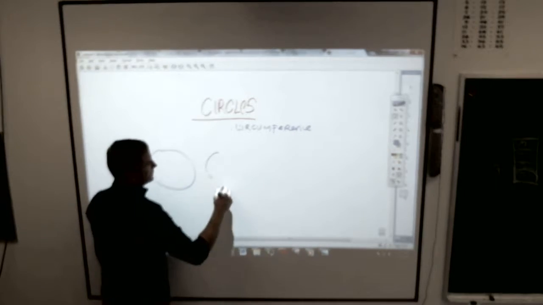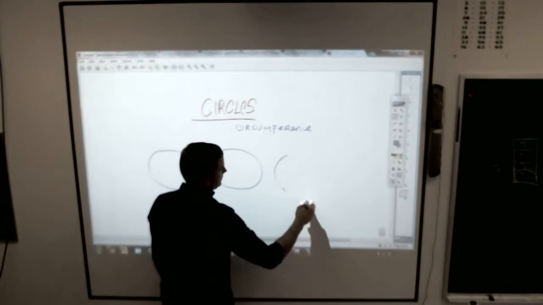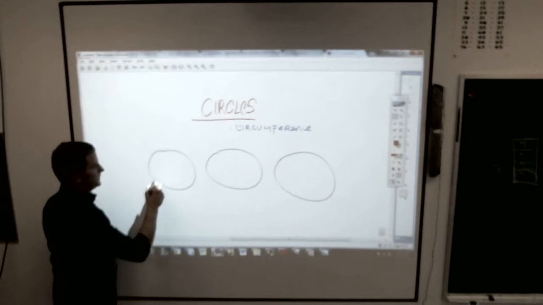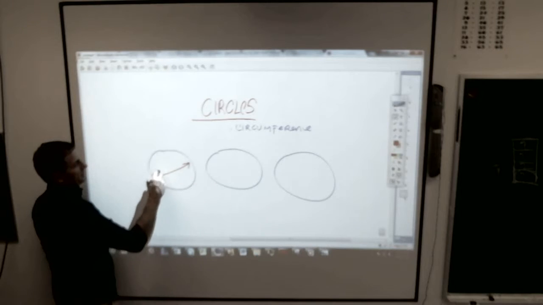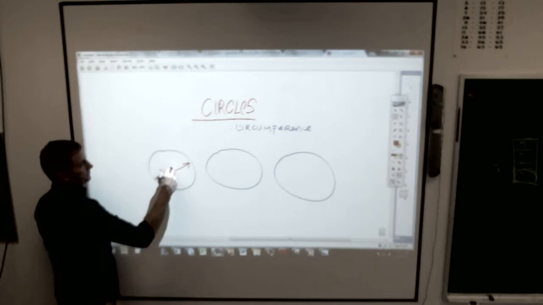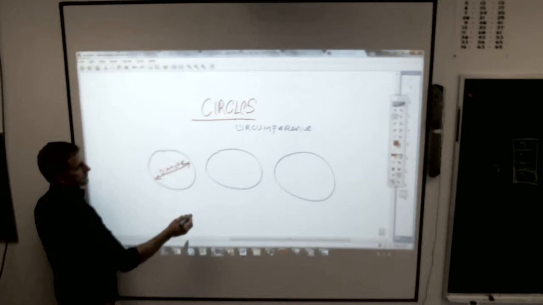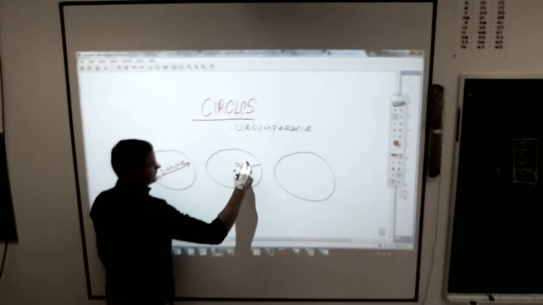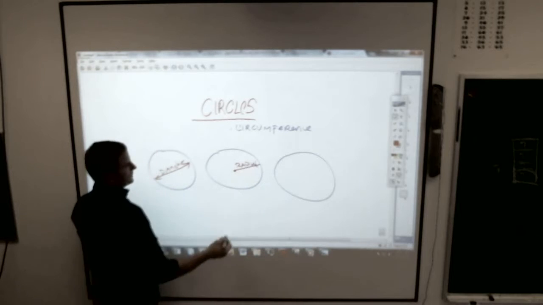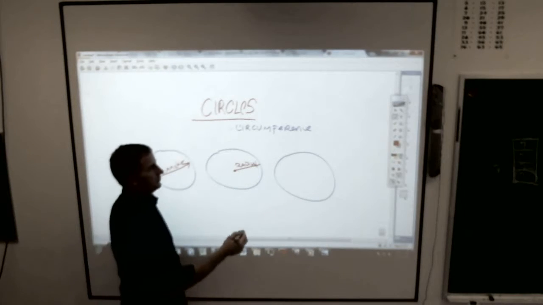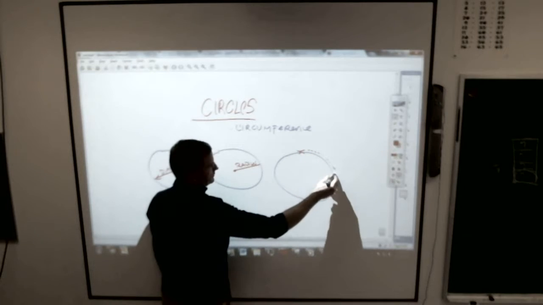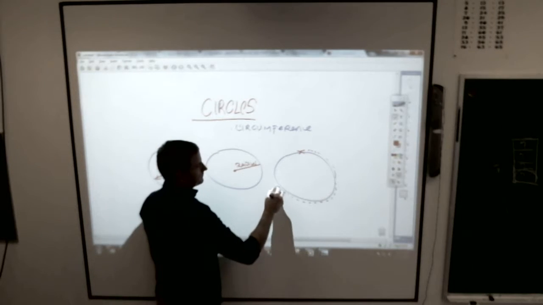If you have a circle, there's usually 4 different things we talk about with circles. One of them is the diameter, which goes all the way through. One of them is the radius, which is half of the diameter, which just goes from the center out. And one of them is this little thing we like to call circumference. What is the circumference of a circle?